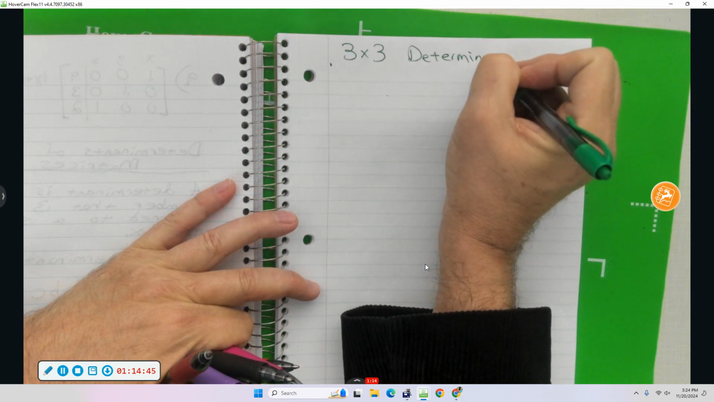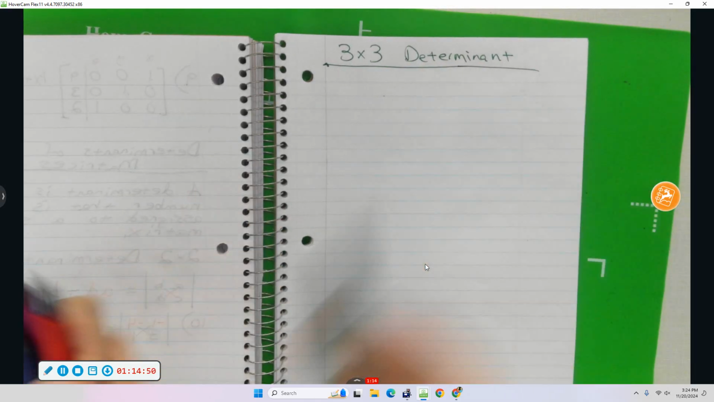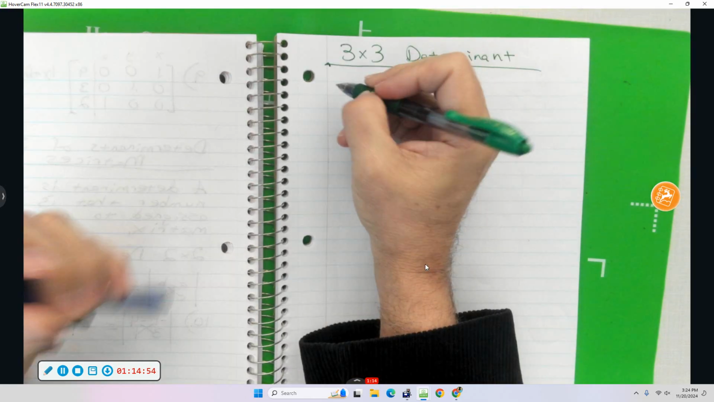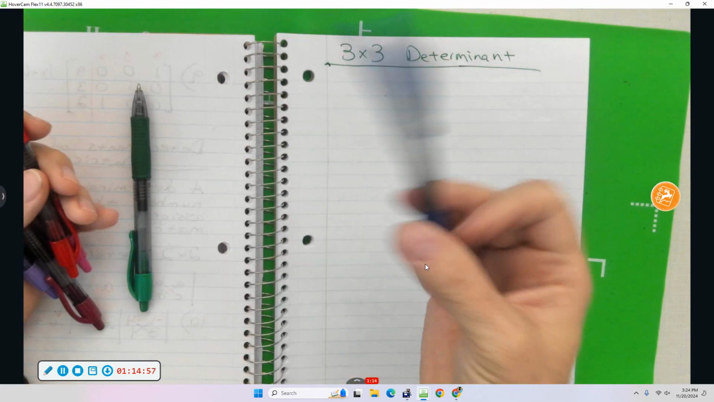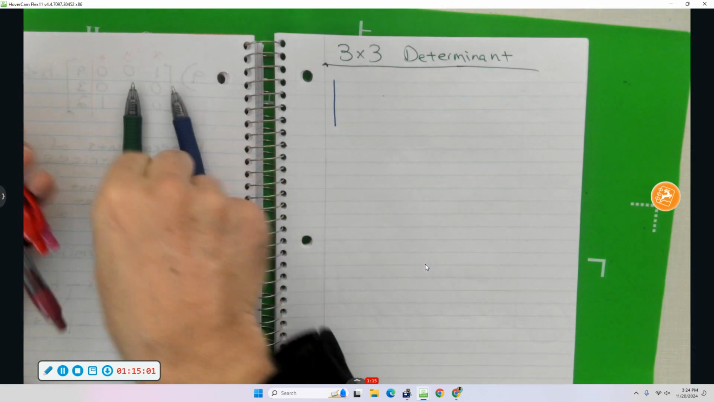It's like AD minus BC. For a 2 by 2, there's only 2 diagonals. Okay, there's only 2 diagonals for a 2 by 2, but for a 3 by 3, you'll see that it's going to get a little messy.